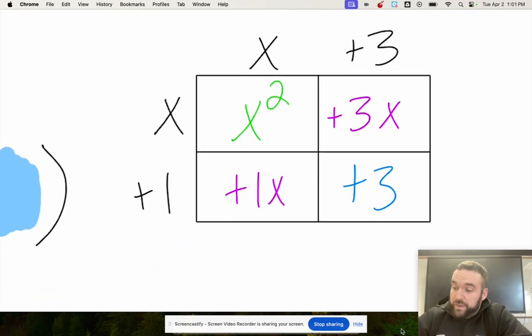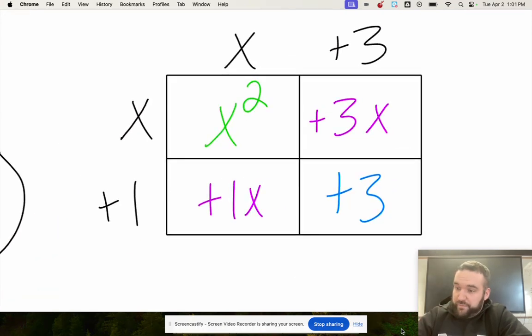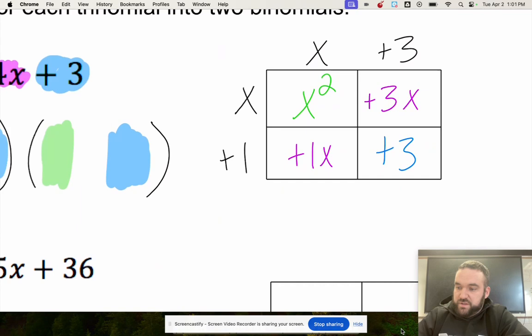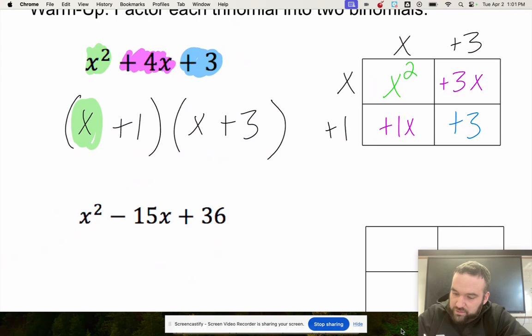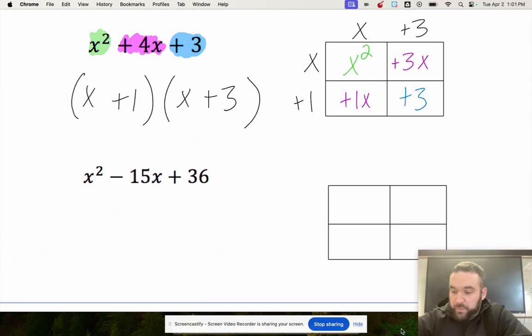So what that tells us is that these are my factors or my binomials. One of them is going to be x plus 1, and the other one is going to be x plus 3. So I can just write that in as x plus 1 and x plus 3. Now, I'm going to get rid of the highlighting just to clean it up a little bit. But that's what we're trying to do. We're trying to break down or decompose x squared plus 4x plus 3 into two different binomials.